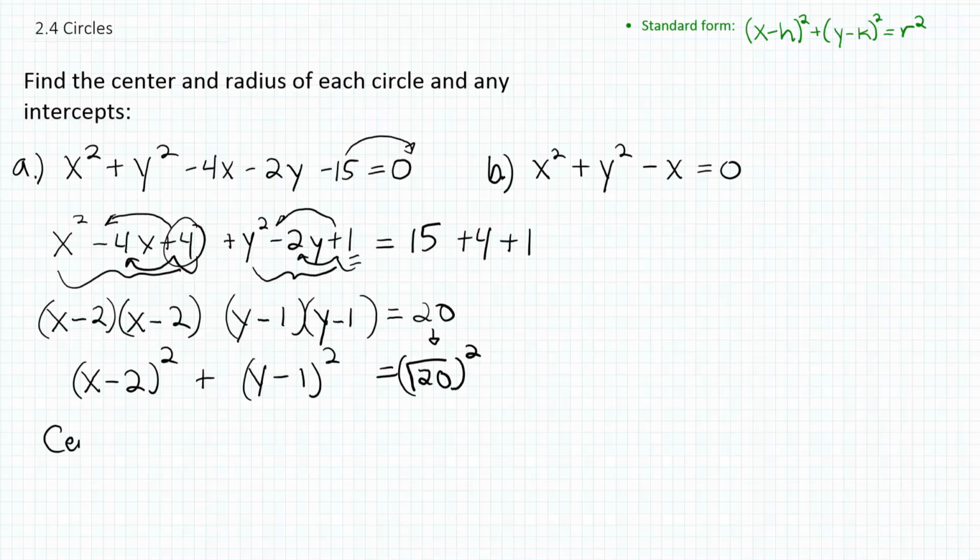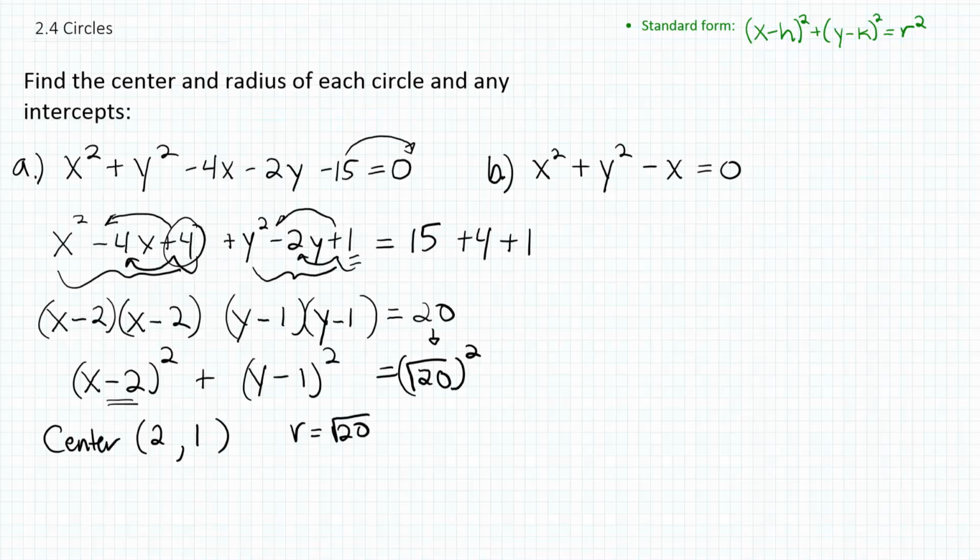So you can identify the center now. The center is simply h comma k. The h here is 2, and the k is 1. Remember, we take the opposite sign of what we see in the parenthesis. And then finally the radius is just the square root of 20.